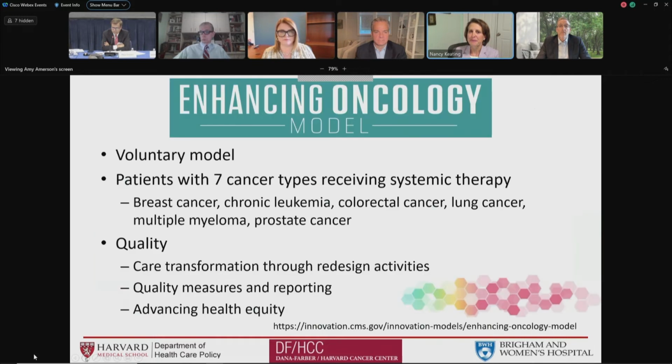Next slide. CMS has just announced the follow-up to OCM called the Enhancing Oncology Model. This is another voluntary model. It will focus on patients with 7 higher risk cancer types, including breast cancer, chronic leukemia, colorectal, lung, multiple myeloma, prostate cancer, and lymphoma. Notably, they will not focus on the lower risk cancers that were part of the Oncology Care Model. And the model addresses quality by requiring engagement in care transformation through redesign activities and engagement in quality measurement and reporting, all similar to OCM, as well as in this new model, activities to advance health equity. Next slide.